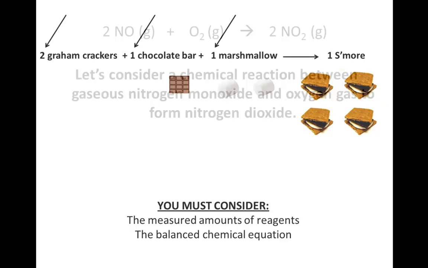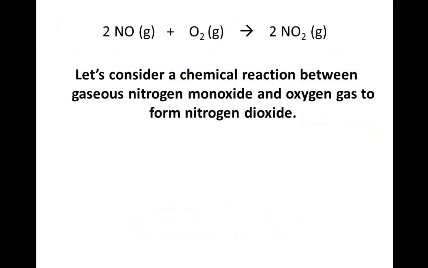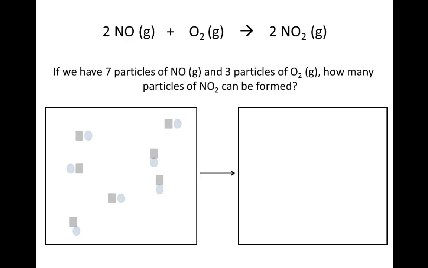Now let's consider a chemical reaction between gaseous nitrogen monoxide and oxygen gas to form nitrogen dioxide. The balanced chemical equation for this reaction is 2NO plus O2 yields 2NO2. If we have 7 particles of NO and 3 particles of O2, how many particles of NO2 can be formed? Take a moment to pause the video and draw what the product mixture will look like. Let's see how many particles of NO2 we can make.